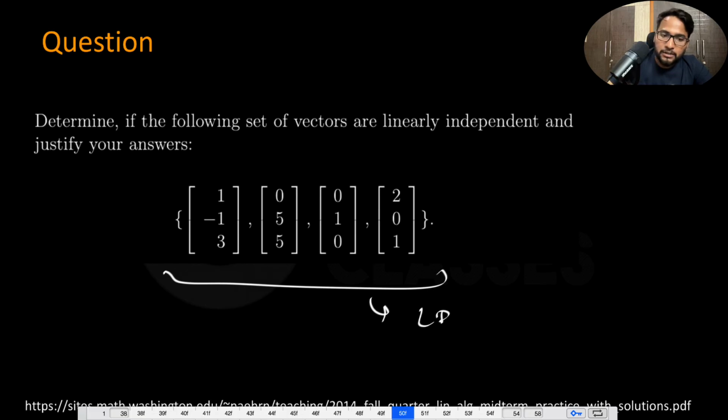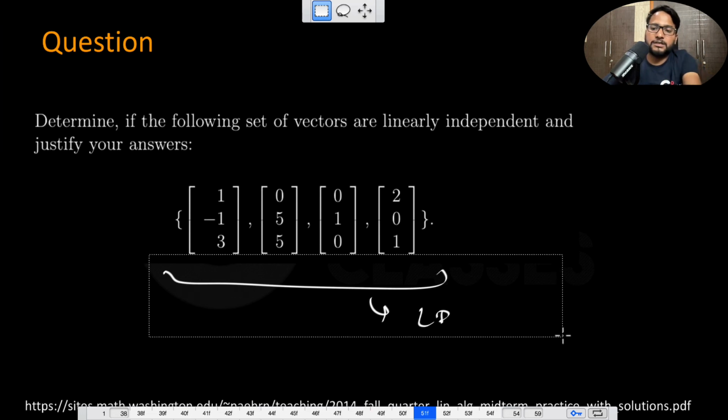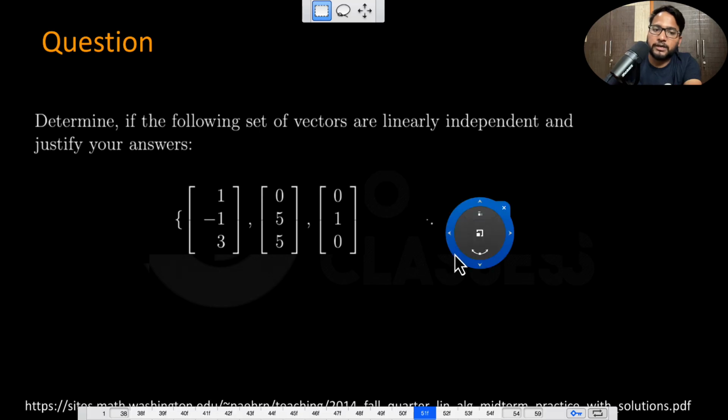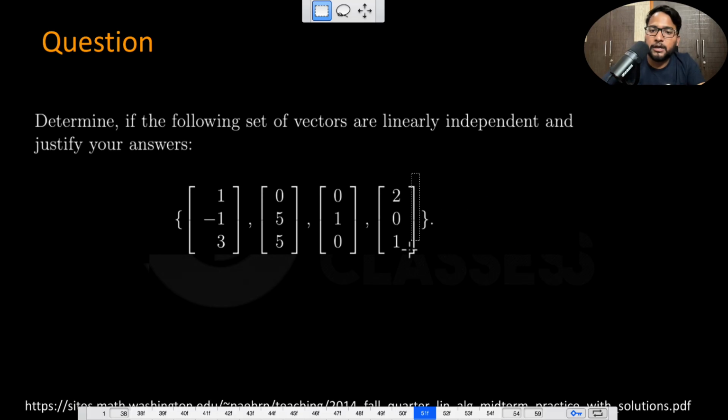I hope you understood this. Now let's suppose they ask you just about 3 vectors. They don't give you 4 vectors, they just ask whether these 3 vectors are linearly dependent or independent. Suppose they ask you about these 3 vectors, right?